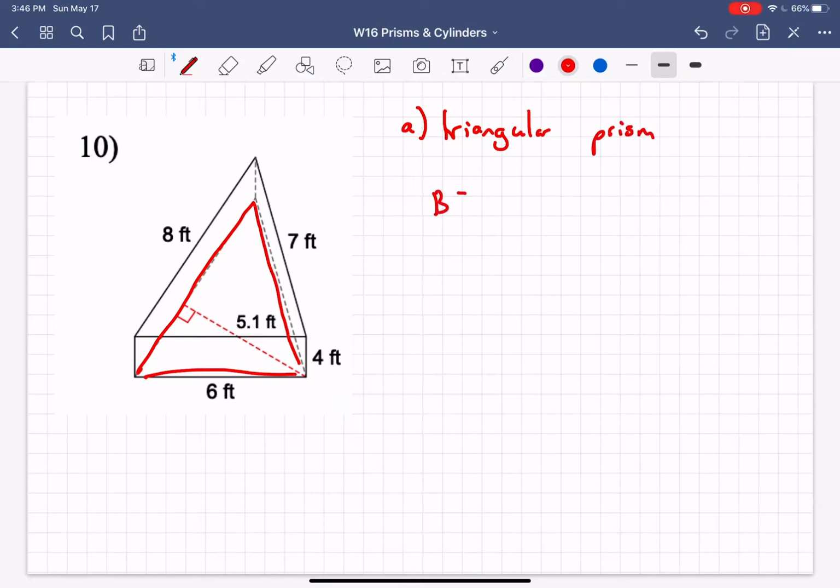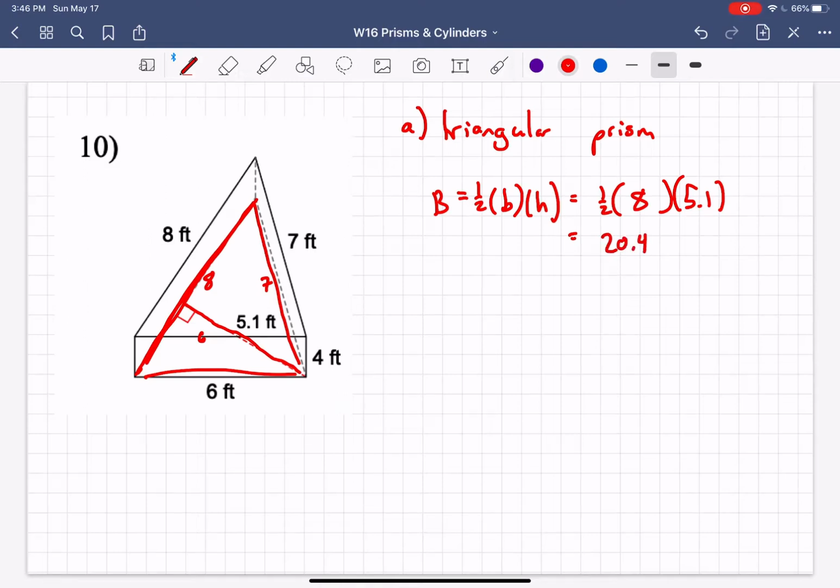So to find the area of the base, we need the area formula of a triangle, which is 1/2 base times height. Here we have to be careful, right? Here we can see that the height is inside the triangle, and that's 5.1. And then we need the side of the triangle that's perpendicular to the height. So that's going to be the 8, right? Not the 7, not the 6, but the 8. So here we would have 20.4, and our units are feet squared for area.